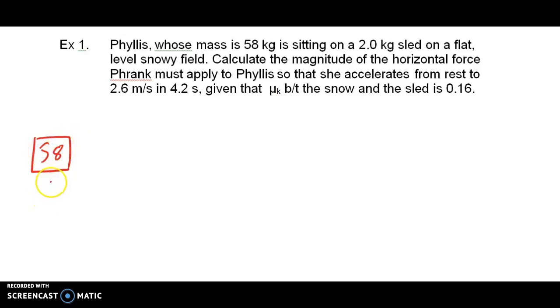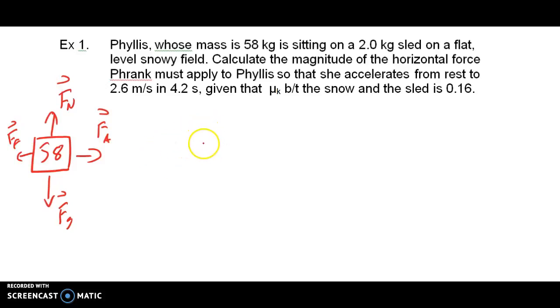Now yet again, there are four forces affecting Phyllis. We've got our force gravity. She's on a surface, so therefore we have our force normal. We've got our force applied, because they're trying to get her to go faster, so they're accelerating. And of course, we know there's going to be force friction.